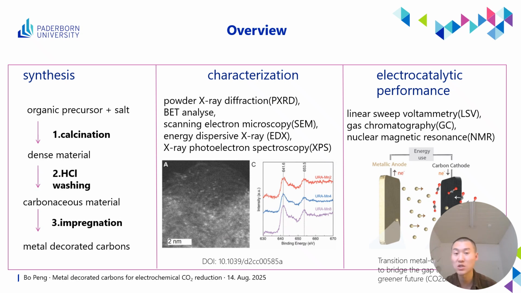And for characterization, we need to use powder X-ray diffraction, BET surface analysis, scanning electron microscopy, energy dispersive X-ray spectroscopy, and X-ray photoelectron spectroscopy. The last part is electrocatalytic performance. We need to use linear sweep voltammetry to test the electrocatalytic performance, and we need to use gas chromatography or nuclear magnetic resonance to test the products we have.